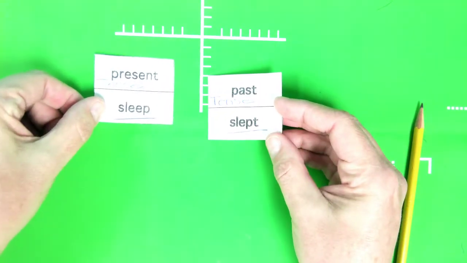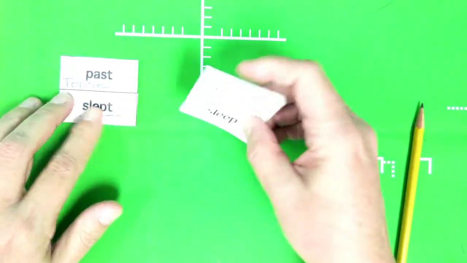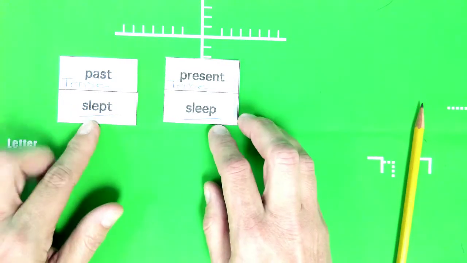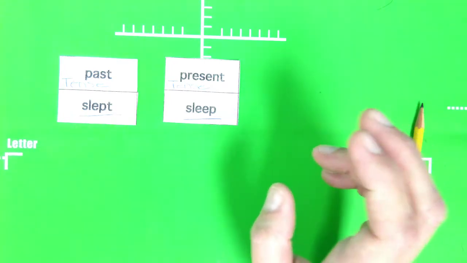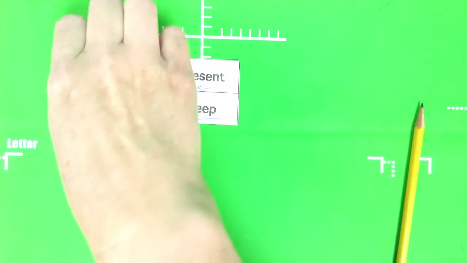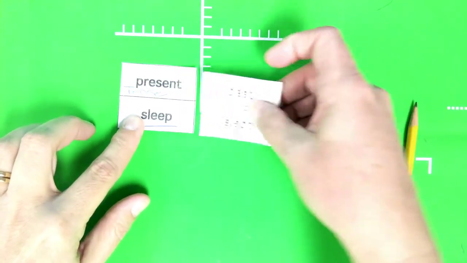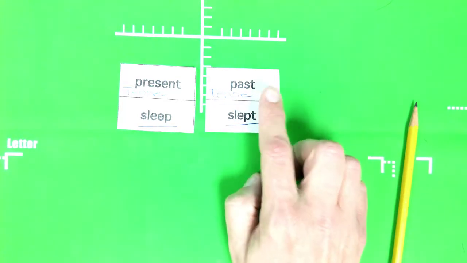Okay, now that you're ready, I want you to put past tense first and slept, and then present tense next and sleep. Let's switch that around. Or put present first and then past. Okay, I want you to write tense underneath present tense, and then past tense.